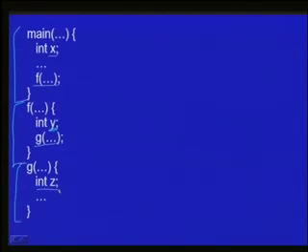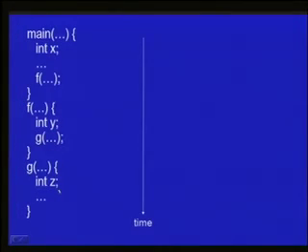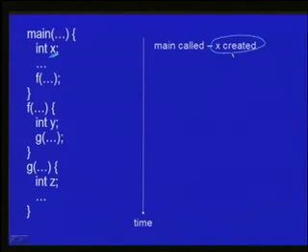Now let's see the execution of this program on a timeline and see what is happening and when variables are getting created and destroyed. So this is our timeline. When the program starts executing, as you know, the main function gets automatically called, and so when the main function gets called, the variable x gets created. So at this point in time the function main has been called and the variable x has been created, now the function f is called from main. So f is called and y is created.